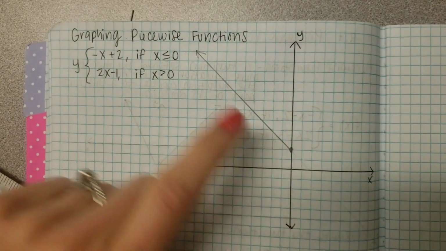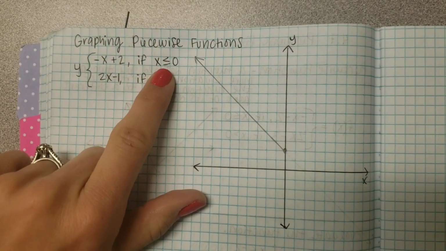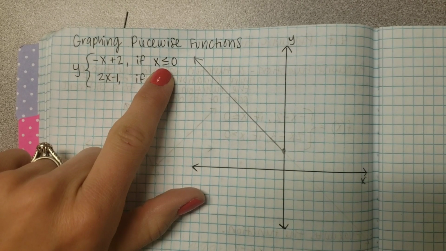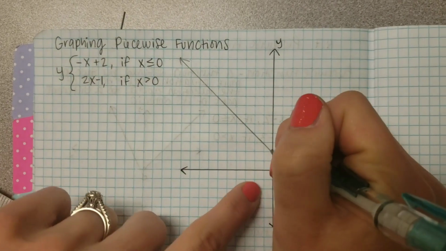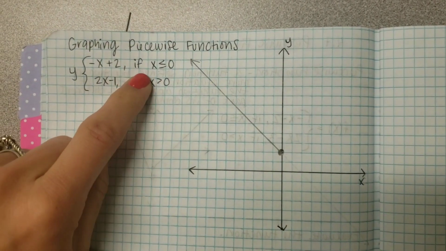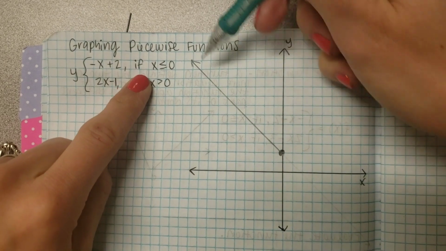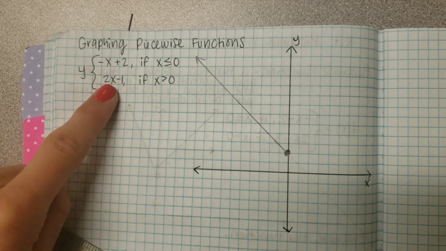The next thing I need to pay attention to, does it include 0? And this one does. Just like when we were graphing inequalities, that means it's a closed dot. So I need to make sure that I do have a closed dot there. And I'm done with this one. So how easy is that, just to draw the entire line and erase what we need to? So then let's do this one.